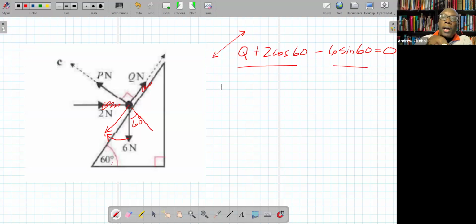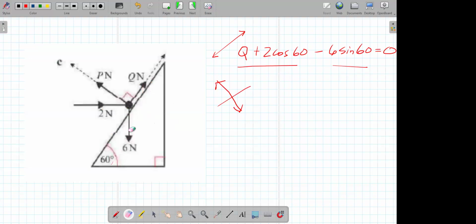Let's do perpendicular to the plane and find P. Now, yes, Michelle. Can you please explain how you get the 6 sine 60?